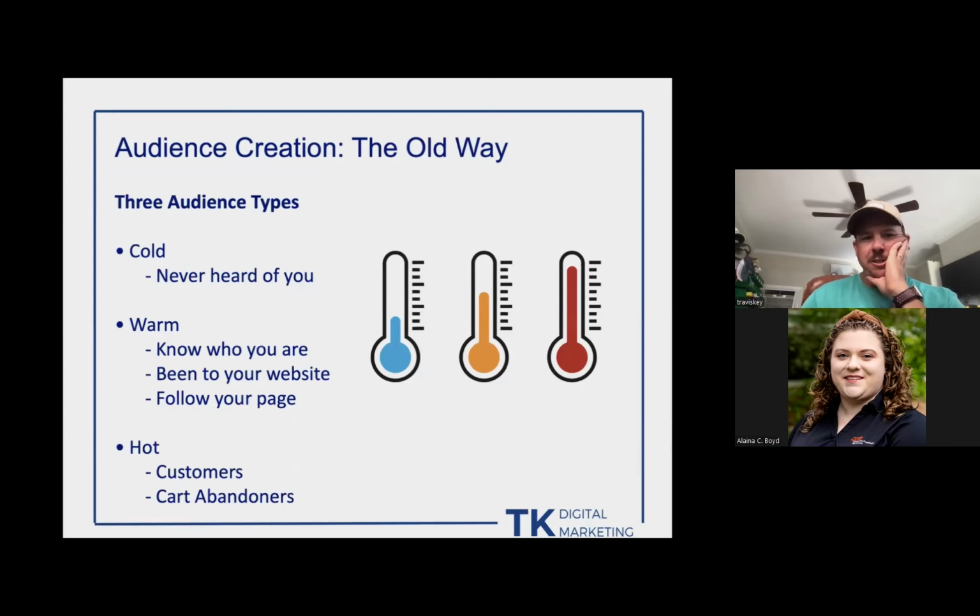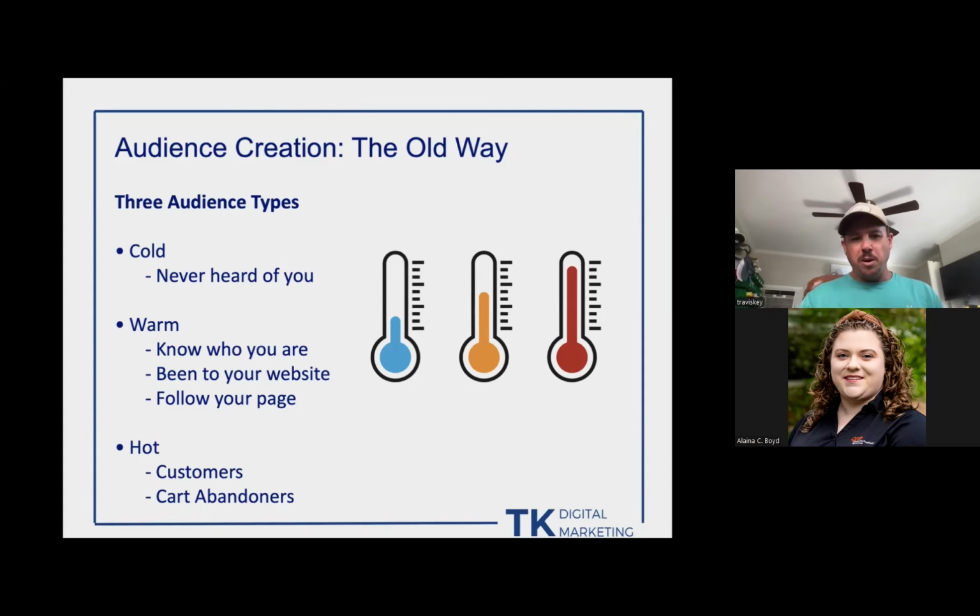So the old way we used to create audiences is to create segments based on the familiarity of your business with people you're serving ads to. So we would create 3 audience segments: a cold segment, a warm segment, and a hot segment. To quickly define these, a cold audience would be people who have never heard of you. You probably heard the term cold calling that salesmen use. They're just getting a list of numbers and calling people out of the blue. So we have a cold audience, people never heard of your business.